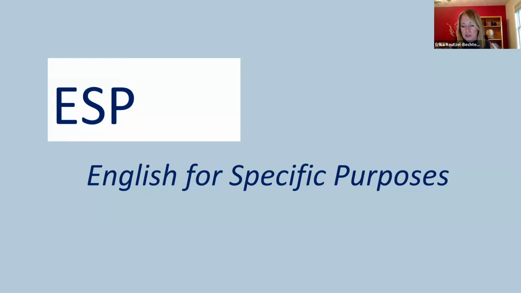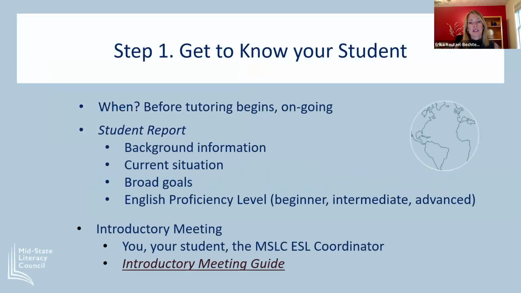You don't have 4 or 5 years with them, most likely, and where they have very immediate needs to be able to communicate. So that's why we're recommending this approach. So now I'll present to you the 6 steps we recommend for successfully tutoring a student, when we suggest you complete each step in the process, and we'll go over the processes and documents that you can expect to see. So step number 1, unsurprisingly, get to know your student.